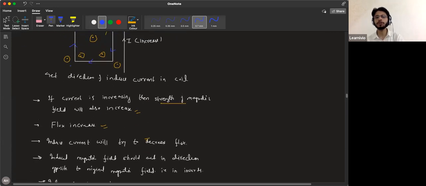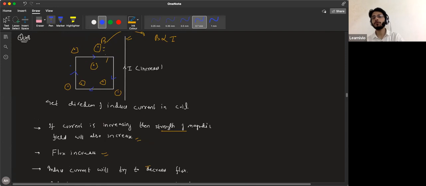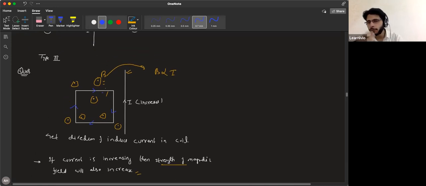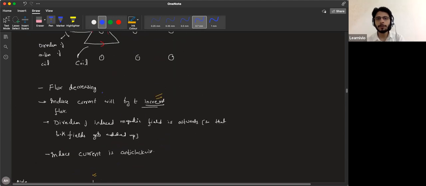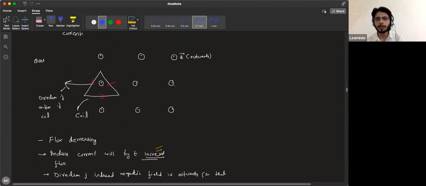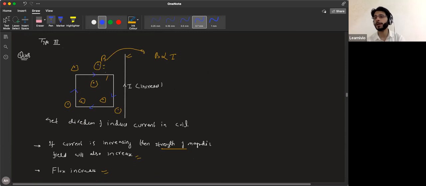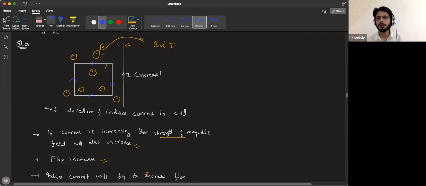So in type 3 question, you have to first decide the direction of external field, then you will decide the direction of induced magnetic field. If you look at the difference between type 2 and type 3, in type 2, the direction of this original magnetic field or the external magnetic field is given. But in type 3, you first have to decide the direction of external magnetic field. Then you will decide flux, then you will decide induced magnetic field, and then you will decide the direction of induced current. Is it clear, everyone?